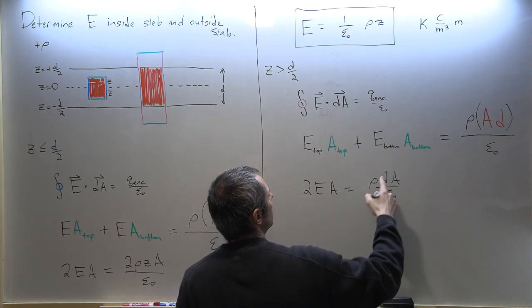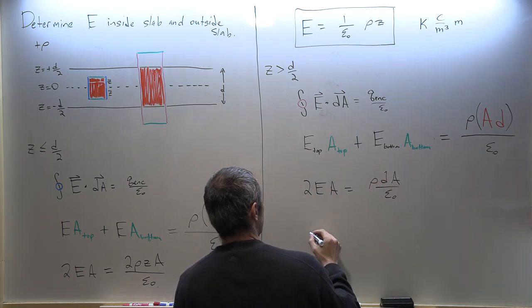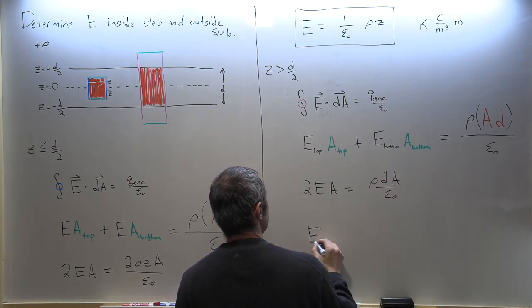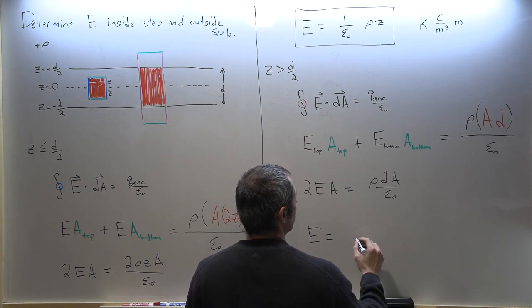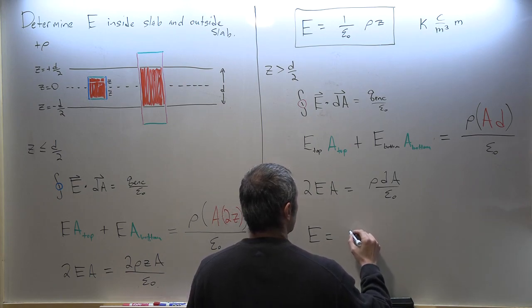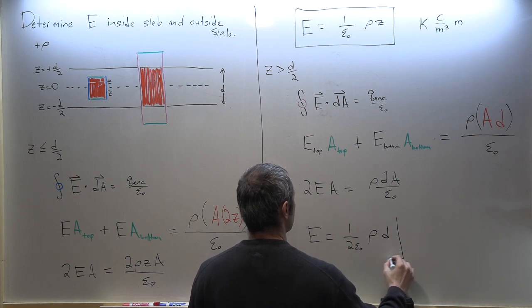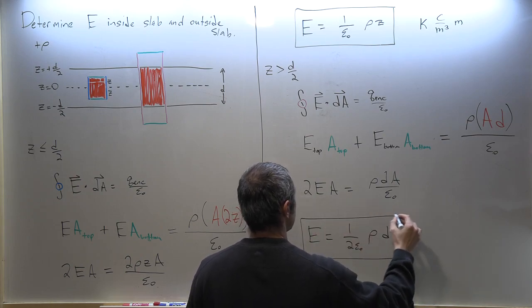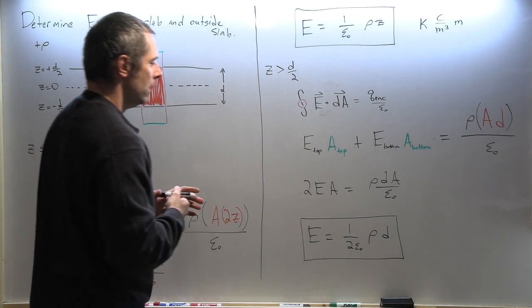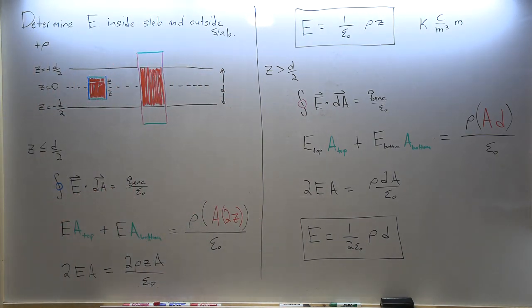Divide by 2, divide by the area goes away, and I get the electric field equals 1 over 2 epsilon 0 rho times D. Okay, so let me step aside, give you a chance to catch up with the notes if you need it.